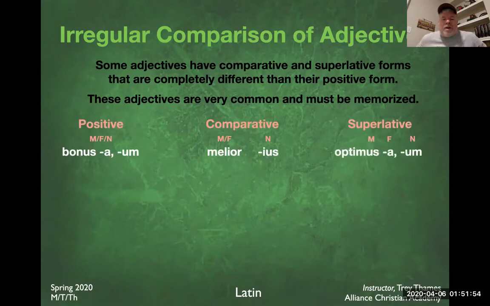You learned that word already. Means good, but in the comparative, it's the word melior, melius, meaning better. And in superlative, it's optimus. Of course, if you know Optimus Prime from the Transformers, then you know this word. But optimus, that's good, better, best. But you've got to memorize all 3 of these forms: bonus, a, um, melior, melius, optimus, a, um.